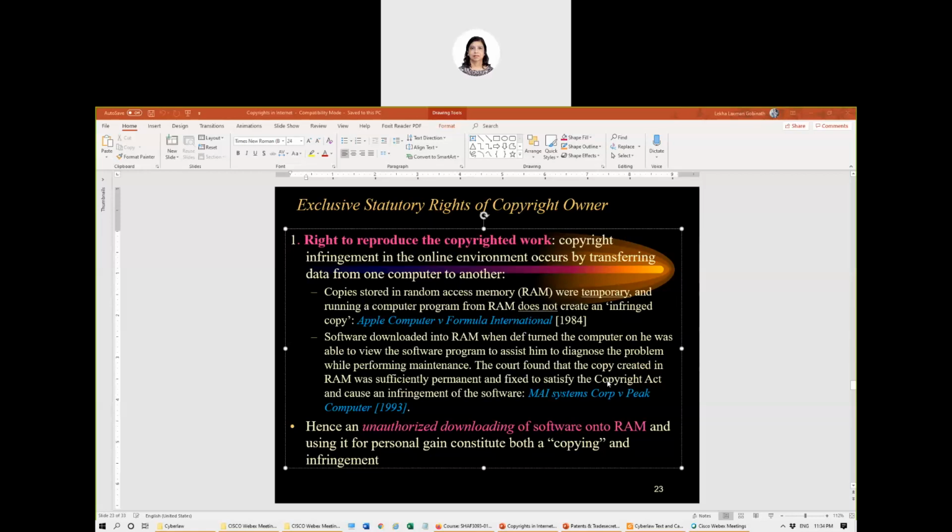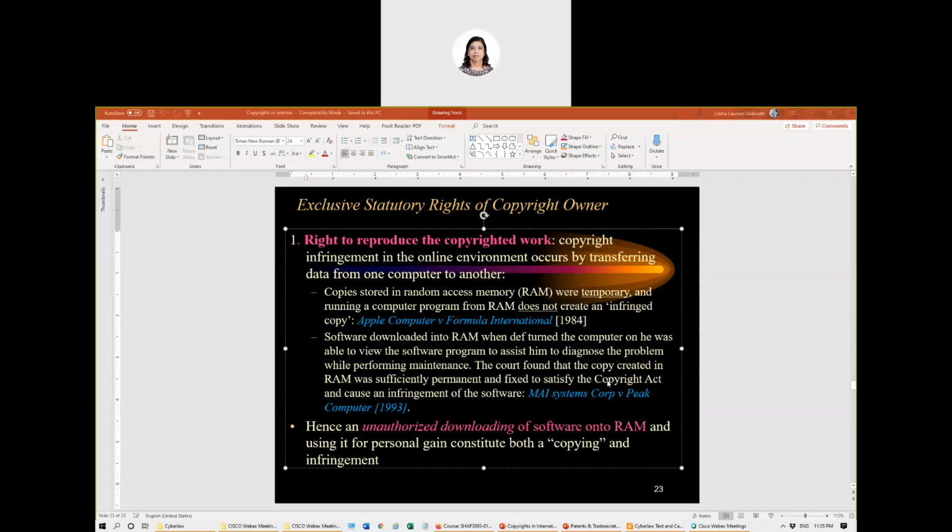usually when you look at copyright infringement in the context of the online environment, it usually takes place when data is being transferred from one computer to another. Just remember that the right to reproduce any work that is copyrighted belongs to the owner. So when data is being transferred from one medium, could be a computer, to another, there is a potential probability that copyright infringement can take place because you are infringing the right to reproduce the copyrighted work.